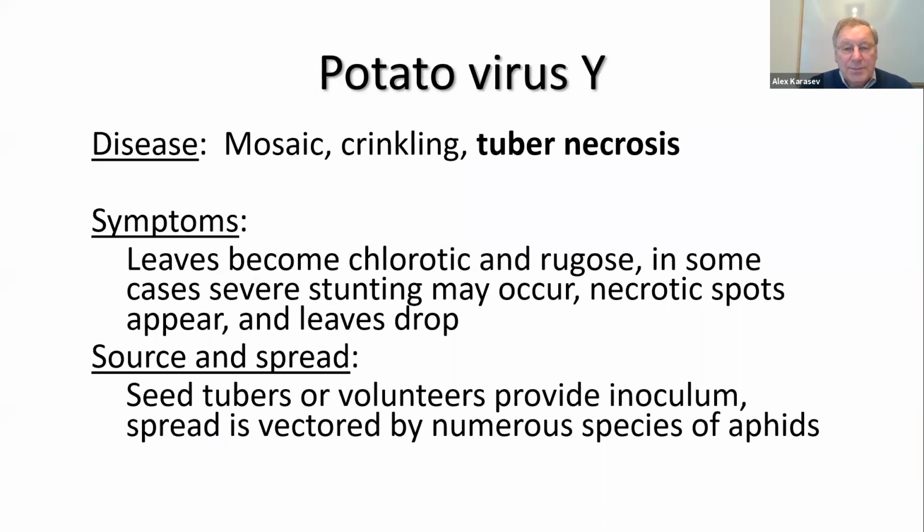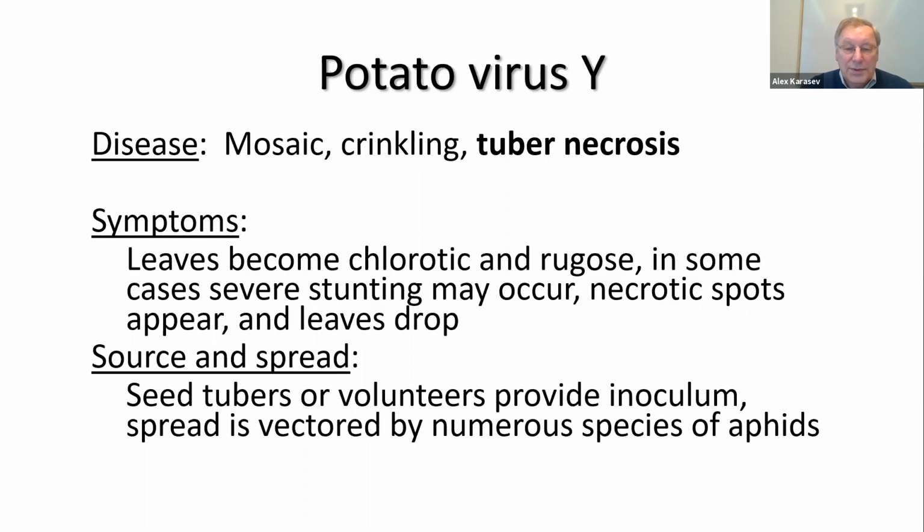So let's start with potato virus Y. The type of disease that this virus induces in potato is mosaic in foliage and tuber necrosis in tubers. In foliage, you can see chlorotic and rugose leaves. And in some cases, in certain combinations between cultivar genotype and strain of the virus, you can see severe stunting, necrotic spots, leaf drop, all the symptoms of systemic necrotic reaction.